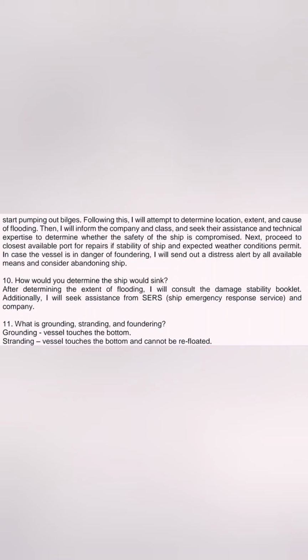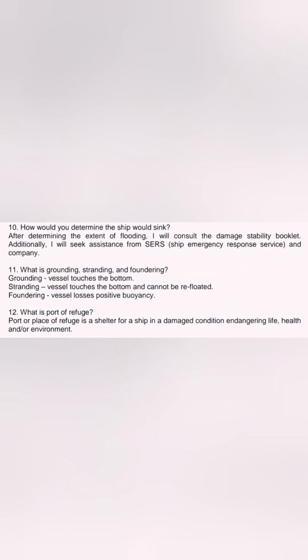Next question, what is grounding, stranding, and foundering? Grounding is when the vessel touches the bottom. Stranding is also when the vessel touches the bottom and cannot be refloated. And foundering is when the vessel loses positive buoyancy.